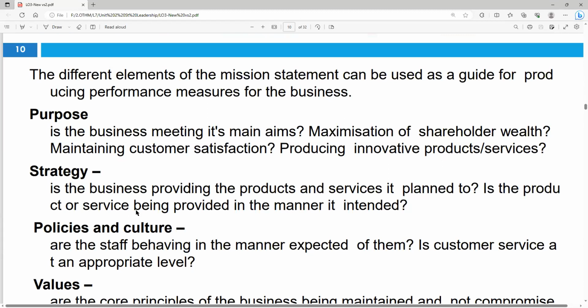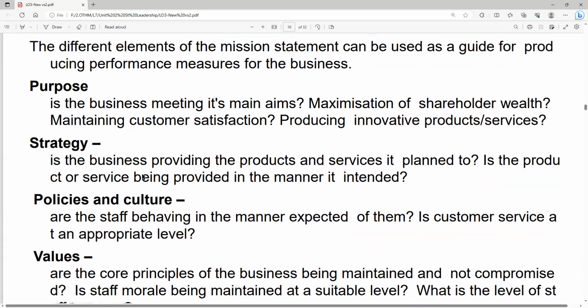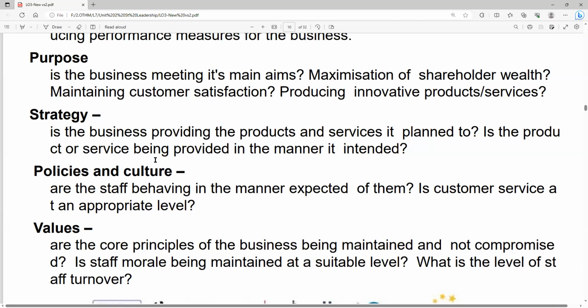For example, what's the purpose of the organization? Is it to maximize profit for the shareholders? Is it to increase their wealth, or is it to increase customer satisfaction? Is it to produce new goods and services? Is it to satisfy the needs of the customers, or the needs of the owners, or what?